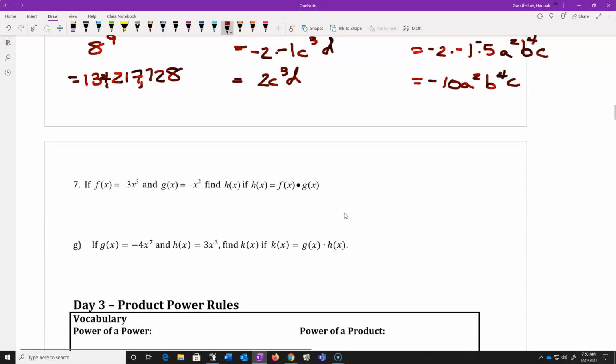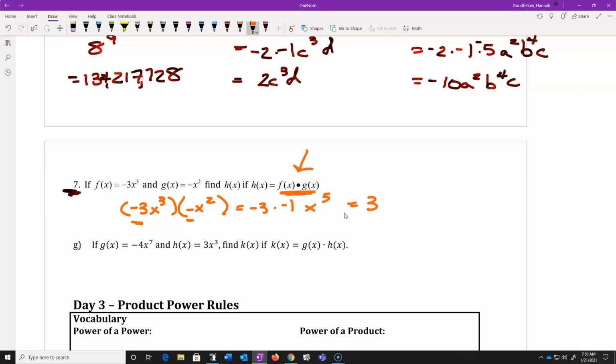Now, if they write them out in function notation, don't be scared about that. They're just asking you to take the two ideas and multiply them, is really what they're trying to do. So if you have to, write them next to each other so that you can see what's going on. Negative 3x to the third times negative x to the second power. And again, your coefficients multiply first. So that's your negative 3 times your negative 1. And then you add your exponents on the other, so x to the fifth, or 3x to the fifth power is what you should get in the end.